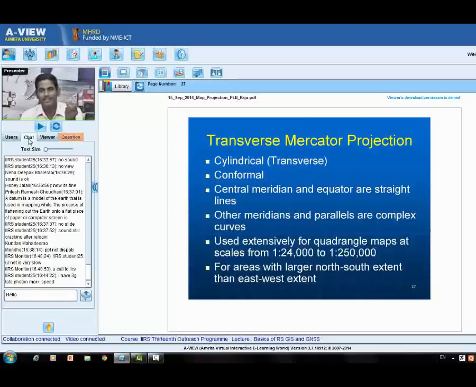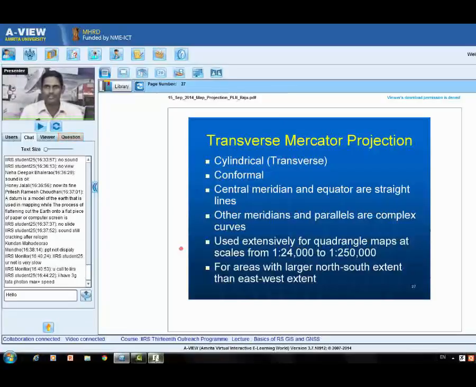The purpose is served for navigation, but you should not take area into consideration in this case. I'll stop here for 2-3 minutes, and then we will come back again.